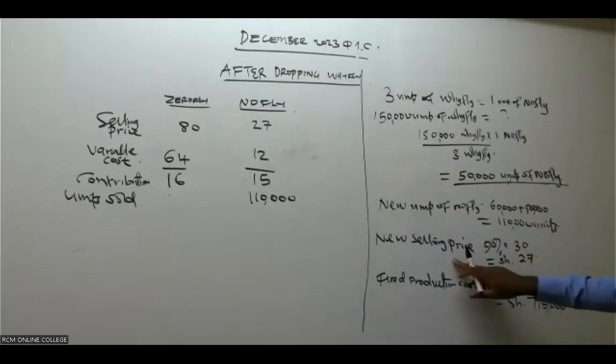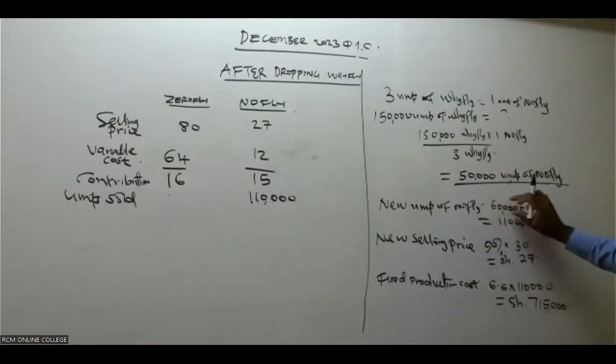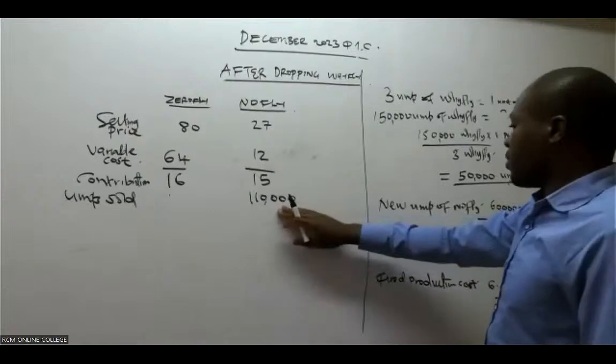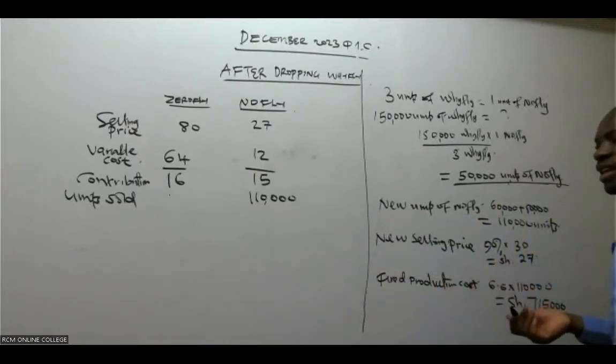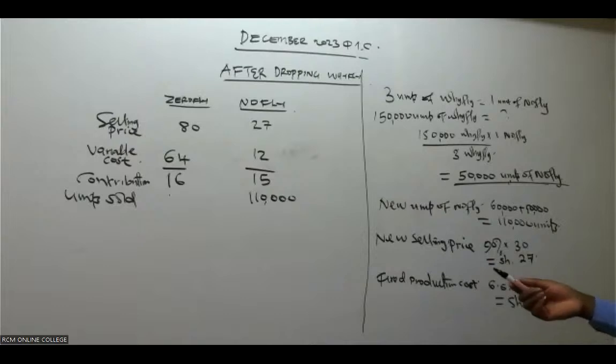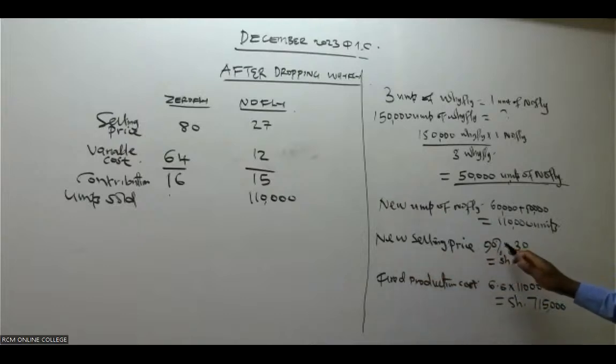How about the selling price? Now that the units have been increased from 60 to 110, then the company requires to do some serious marketing for them to be able to sell the increased units. And therefore, one of the strategies that they have decided to deal with is reducing their selling price from 30 to 27, that is a 10% decrease in the selling price, which we are able to do.